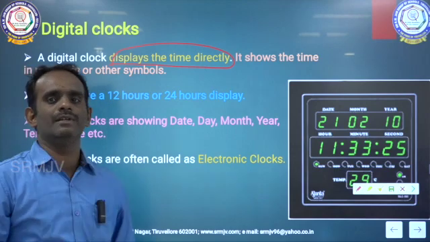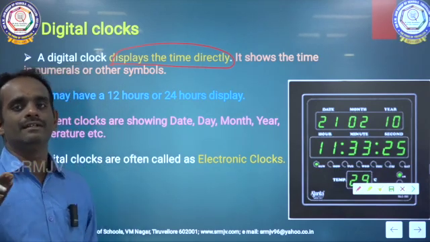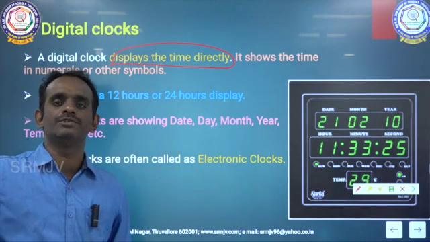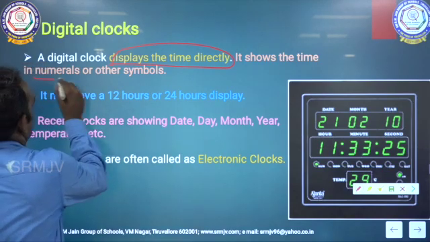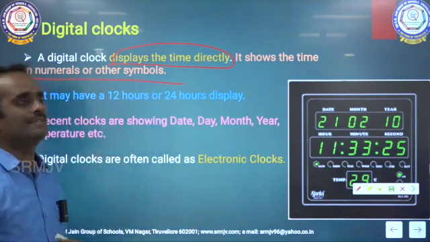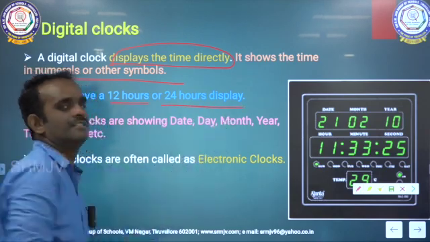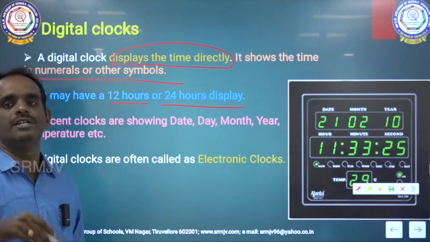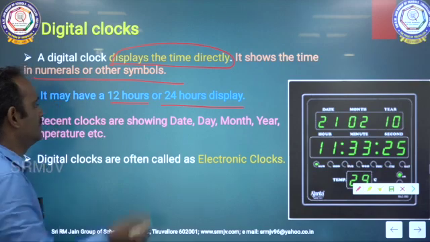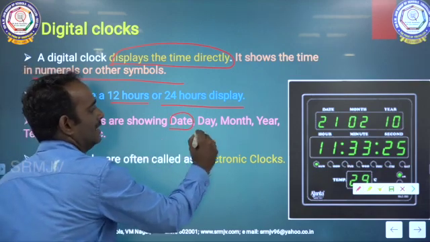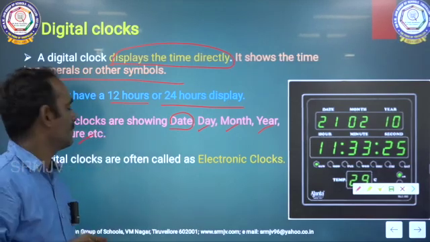It displays the time. Nowadays, more advanced clocks are there. Date, time, day, month, everything is shown like this. It shows the time in numericals or other symbols. It may have a 12 hours or 24 hours display. Recent, more advanced clocks show date, day, month, year and temperature, etc.